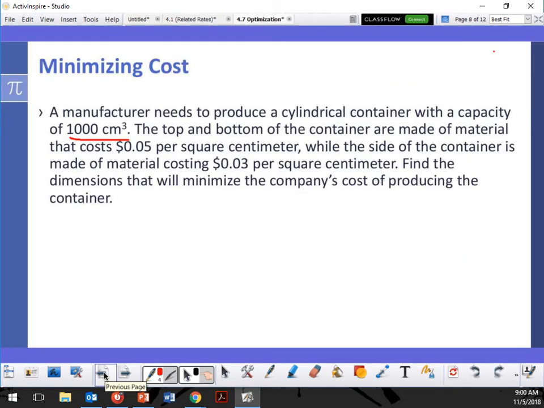All right. The top and bottom of the container are made of material that costs 5 cents per square centimeter. The side is 3 cents per square centimeter. Square centimeter tells me that's going to be the area, right? So the area of the top and bottom plus the area of the sides. They're going to be different parts of this function.